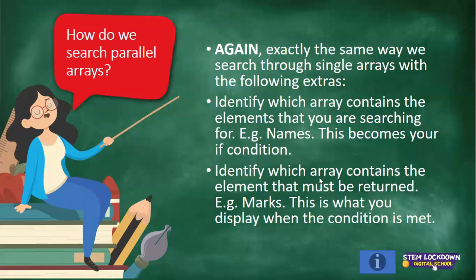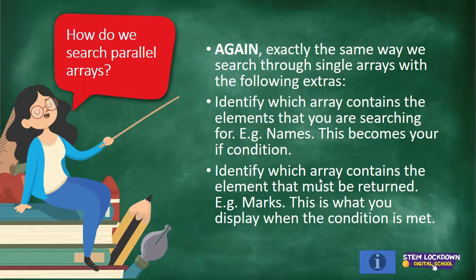Because we're dealing with more than one array, we want to identify which array contains the elements that you are searching for. Am I searching for Mary or John? Then it's names. That's the first thing. So this becomes your condition that we'll look at right now.